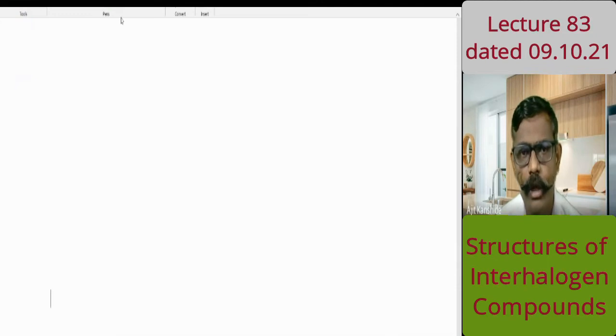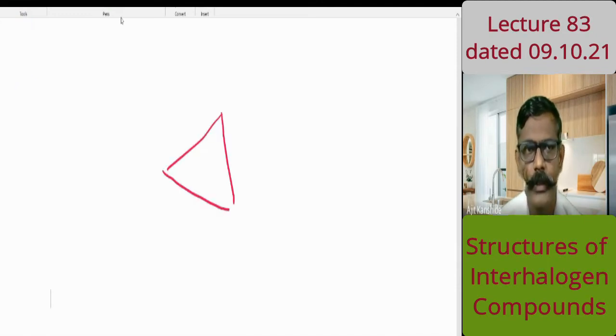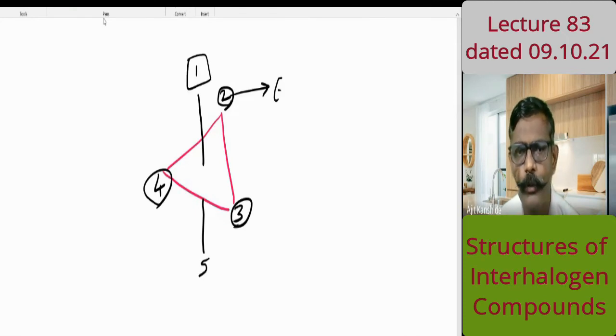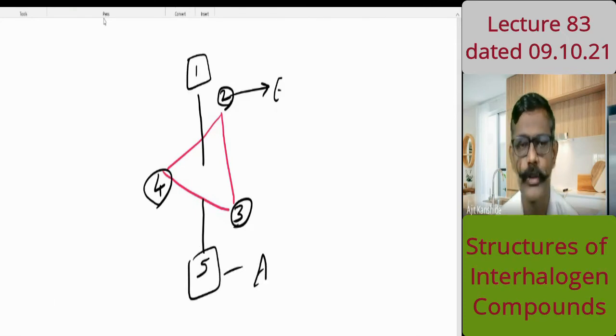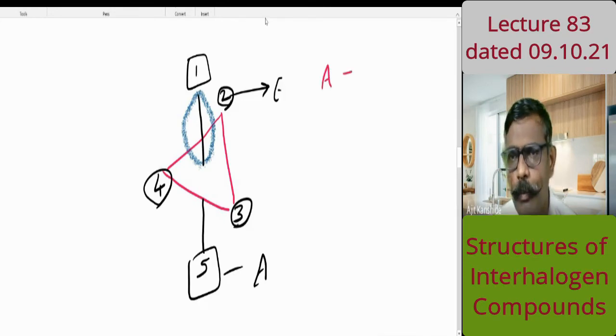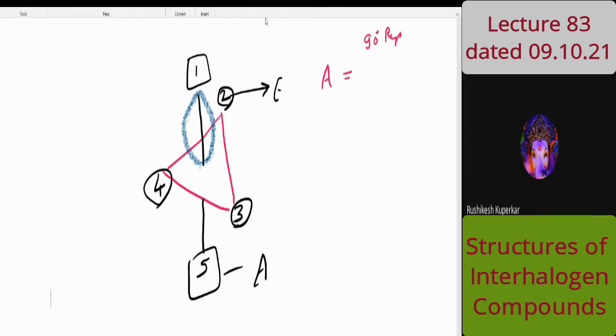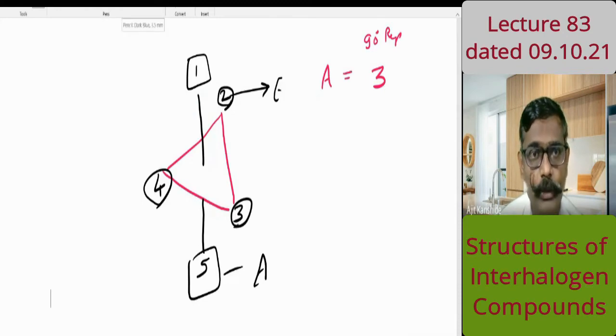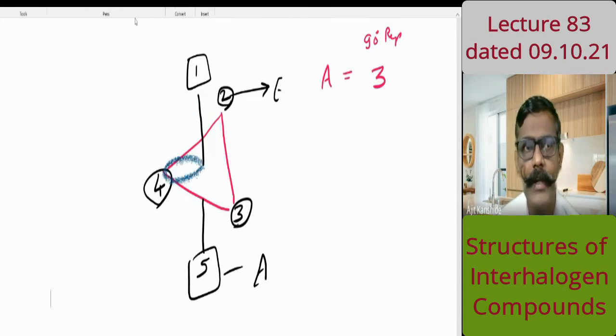Whatever the trigonal bipyramidal structure we are considering, it's a triangle, up bond, down bond, position number 1, 2, 3, 4. These are equatorial positions, and position number 1 and position number 5 are axial positions. If I consider the lone pair in axial position, then how many 90-degree repulsions does it cause? 3. If I consider the lone pair at equatorial position, say this position, how many 90-degree repulsions are there? 2.